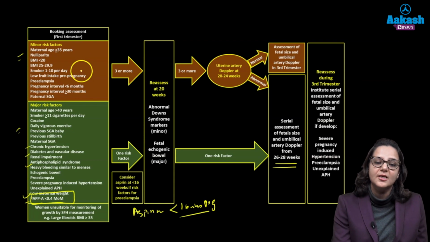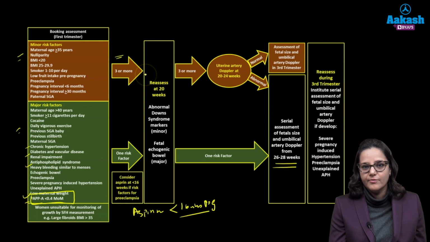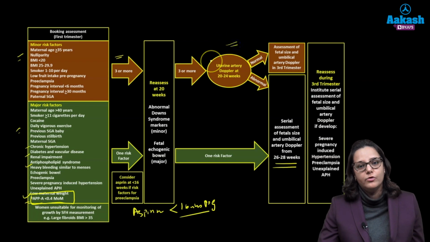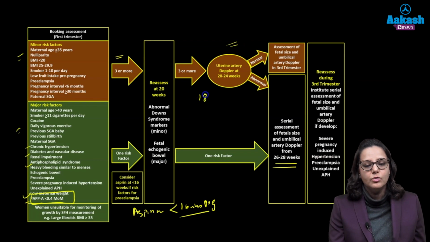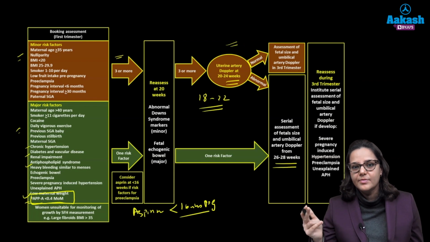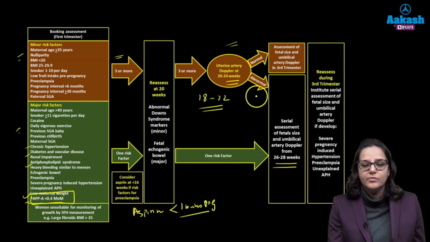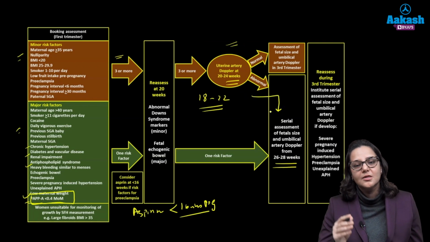If the patient has 3 or more minor risk factors, then we will reassess her at 20 weeks. We will do the level 2 scan, and again we will offer a scan at 20 to 24 weeks, because when does the trophoblastic invasion get completed? Between 18 to 22 weeks, right? So if at the 24 week scan there is uterine artery notching, which is a predictor of IUGR, as well as hypertension and preeclampsia, what are we going to do? We will follow the same thing. We will serially monitor these patients from 26 to 28 weeks.